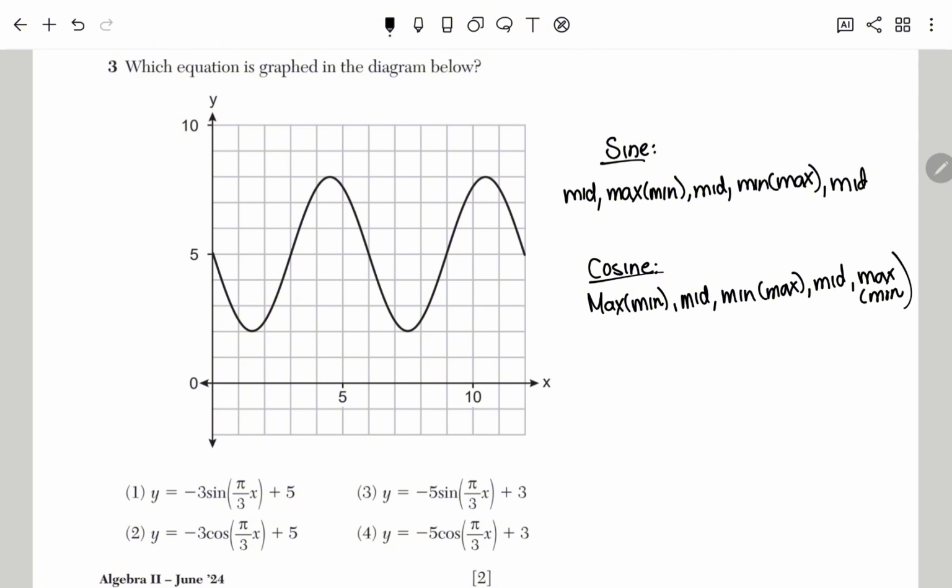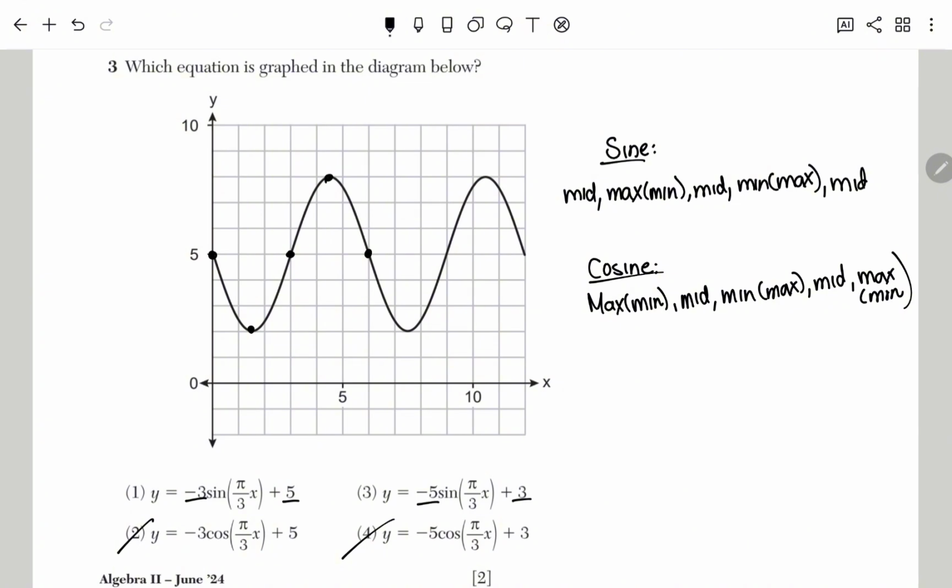So if we look at our graph, well, we start at a midline, then we go to the minimum, then we go back to our midline, we go to the maximum, and use the midline to complete one cycle. Well, which trigonometric function follows this? Well, we know it's sine, so we're going to eliminate answer choice 2 and 4. Now, how do we distinguish? We have 2 different amplitudes. We have an amplitude of 3 and an amplitude of 5. We have a midline of 5 and a midline of 3.